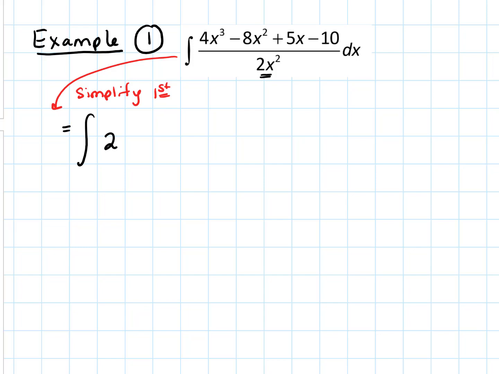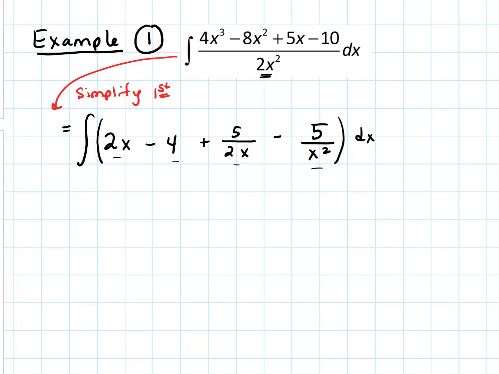So we would end up with just 2x on the first term minus 4 on the second term plus 5 over 2, there'd be just 1x in the denominator on that next term, minus 5 over x squared. And we are finding that integral with respect to x. So now what we have is a series of terms that we're adding or subtracting, and we can look at each one of these terms individually and think about which rule to apply.